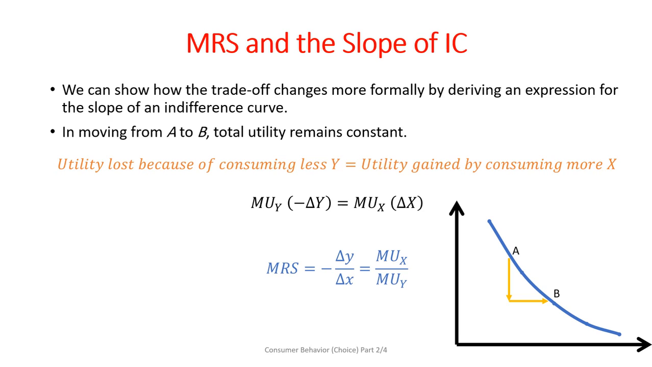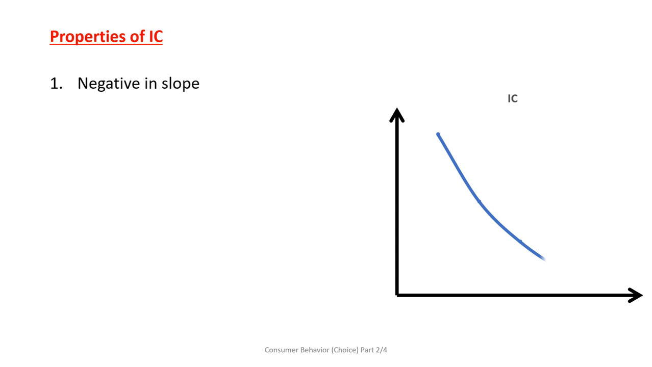First is that indifference curves are negative in slope. That is, an indifference curve falls from left to right. We have already discussed in much detail why we have to decrease units of one commodity to increase the quantity of another commodity if we are to remain on the same indifference curve.